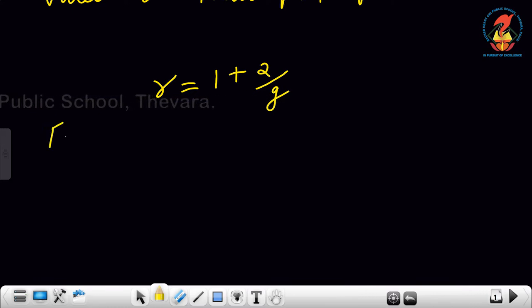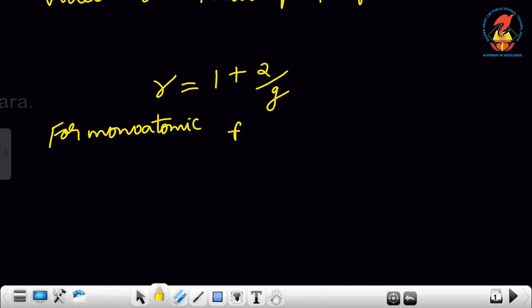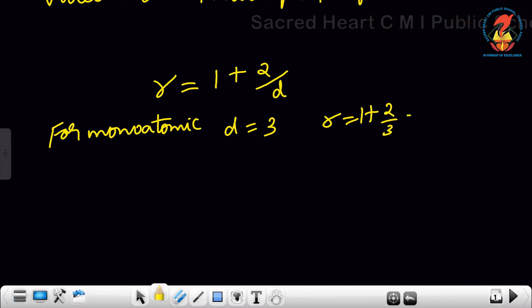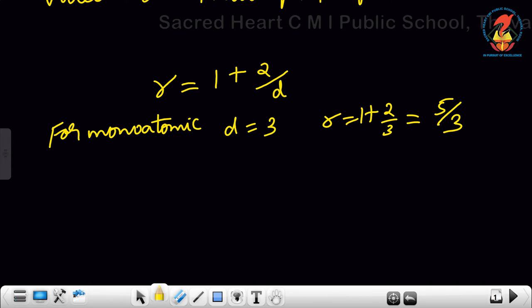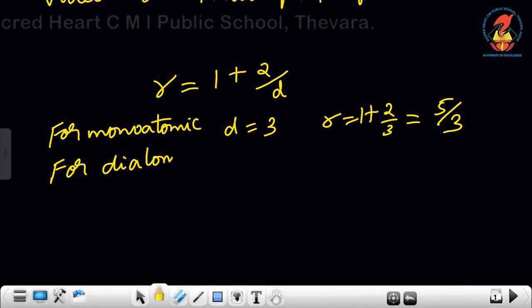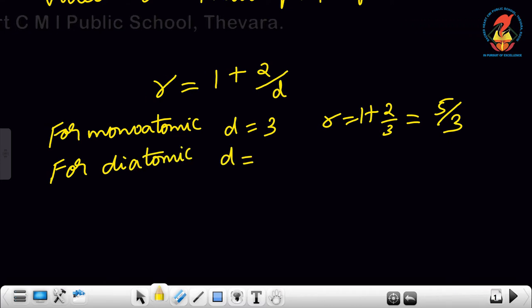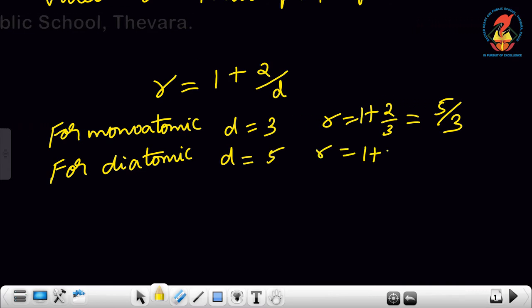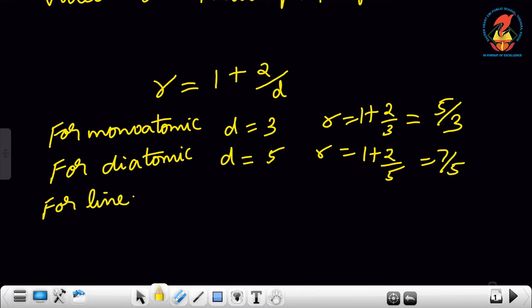So for a monoatomic molecule, it is better to take degree of freedom as D. For monoatomic, degree of freedom is 3, right? So gamma is equal to 1 plus 2 by 3, that is 5 by 3. Now for diatomic, D is equal to 5. So gamma is 1 plus 2 by 5, 7 by 5.